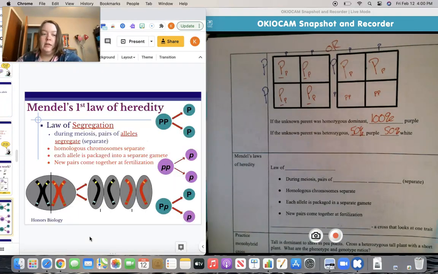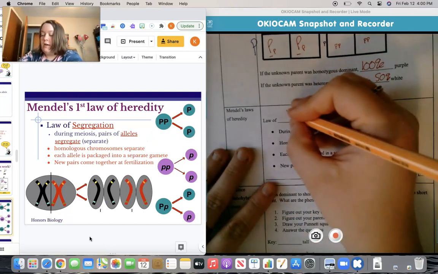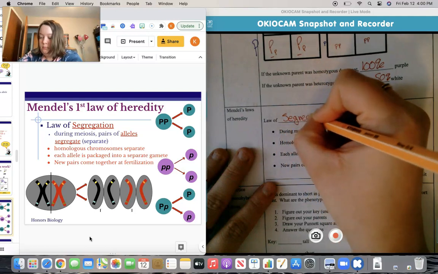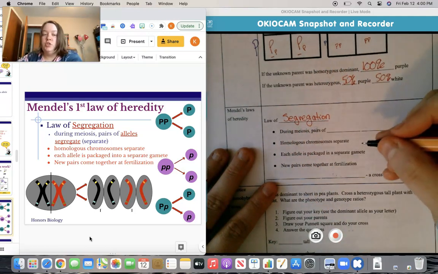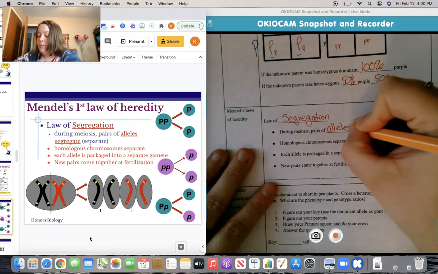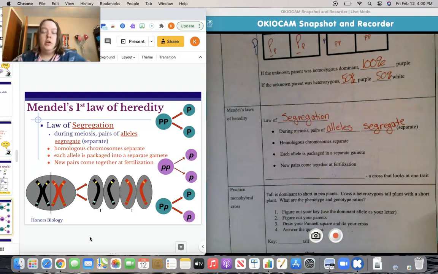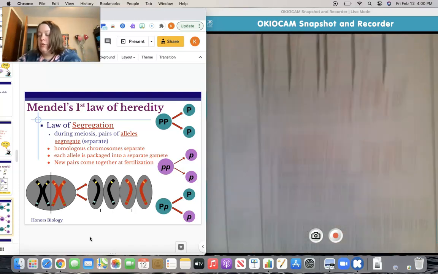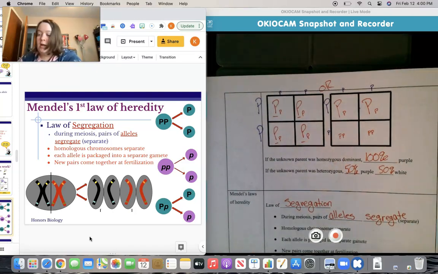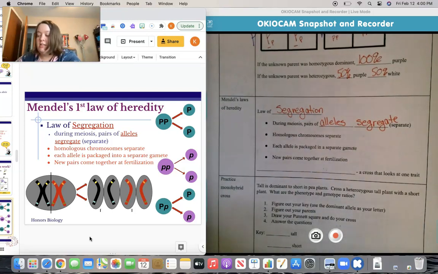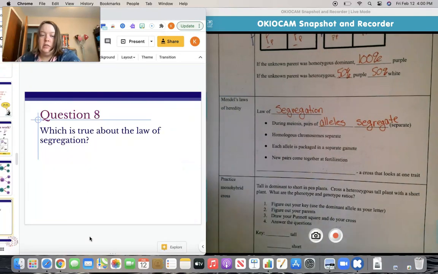And from this, Mendel created his laws of heredity. The first law of heredity is the law of segregation. And essentially what this law says is that during meiosis, pairs of alleles separate or segregate. All that means when we're talking about what we've talked about so far is parents have two letters and they only give one of those to their child. So they separate. That's why we separate them when we're writing them on the Punnett square. That's why I separated them here. Because the parent is only going to pass down one of the letters to its child. So that is the law of segregation. A parent's two alleles will separate and the child only gets one of each. Question 8. Which is true about the law of segregation?